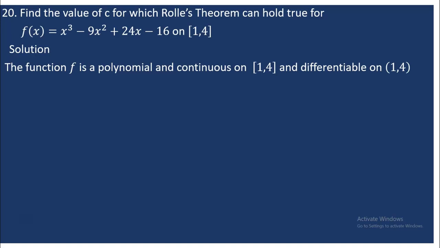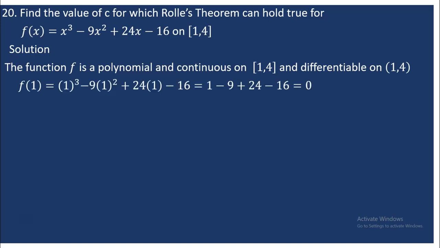This theorem must be asserted for a function which should be continuous. So the function f is a polynomial and continuous, because we know that polynomial functions are continuous everywhere, and also differentiable within the interval 1 to 4. So Rolle's theorem can now be applied. Next, let's check whether f of 1 and f of 4 make 0 or not.